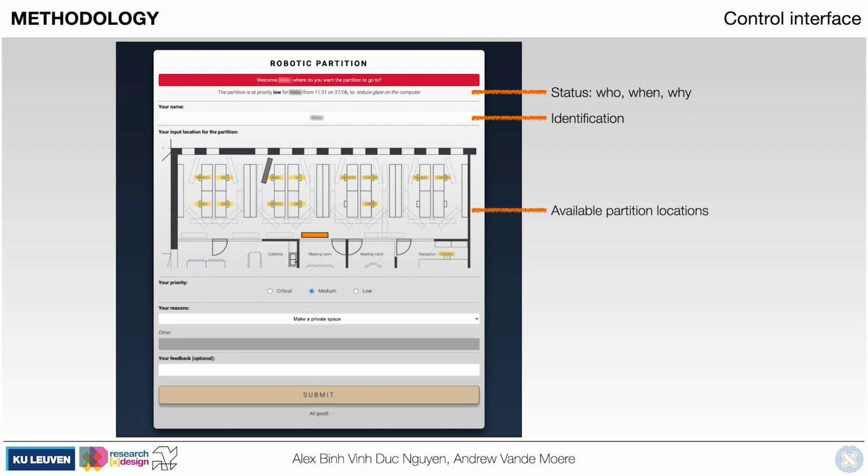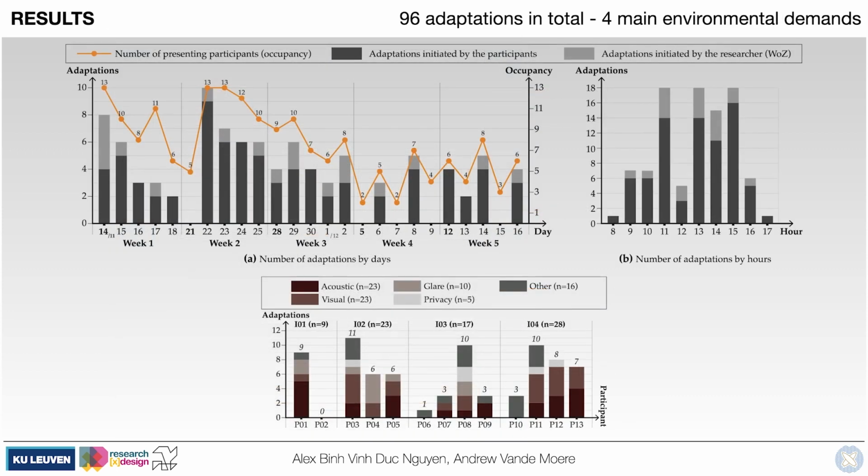A map of the office shows the current location of the partition and other locations that the participant could choose from. It then asks them to choose a priority level for their adaptation and give a reasoning visible to their colleagues. A higher priority level allows participants to overrule an active adaptation with lower priority. The interface also includes a feedback box, in which we encourage the participants to give us as much feedback as they could. After 5 weeks of deployment, we recorded 96 adaptations aiming to remedy 4 main environmental demands.